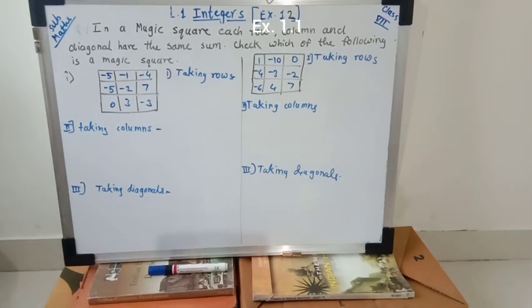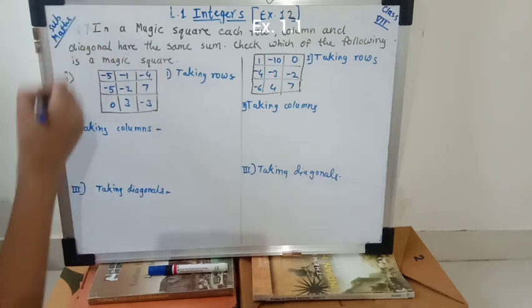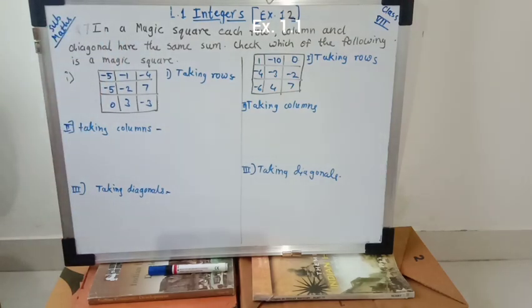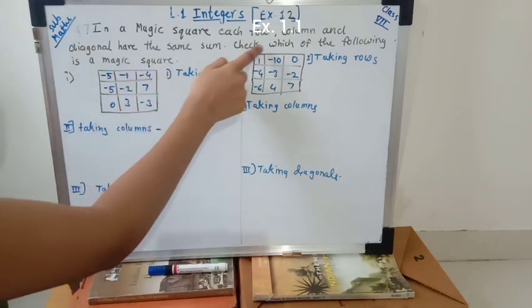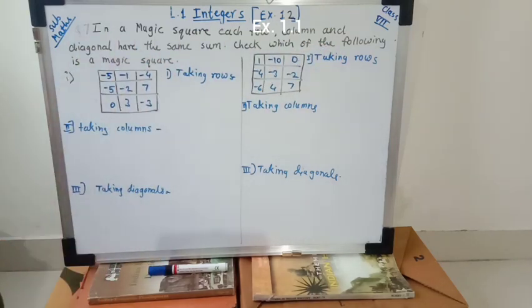Now let's see question number 7. In a magic square, each row, column and diagonal have the same sum. Check which of the following is a magic square. Here two squares are there.